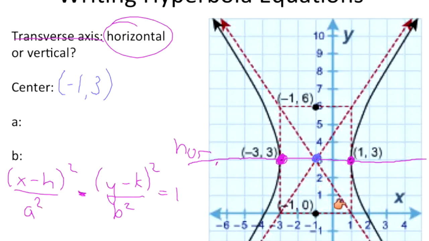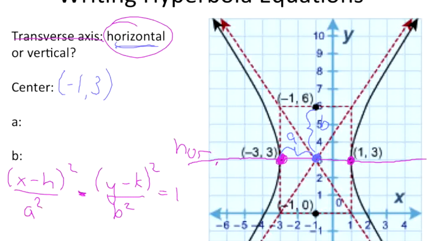Everybody okay with how I found the center? It's where the two red lines cross. The red lines are just diagonals in this box. The lesson will teach you how to make that, by the way. So now, a. How am I going to figure out a? Well, a is the distance from here to here. That's a. And b is your distance from here to here.